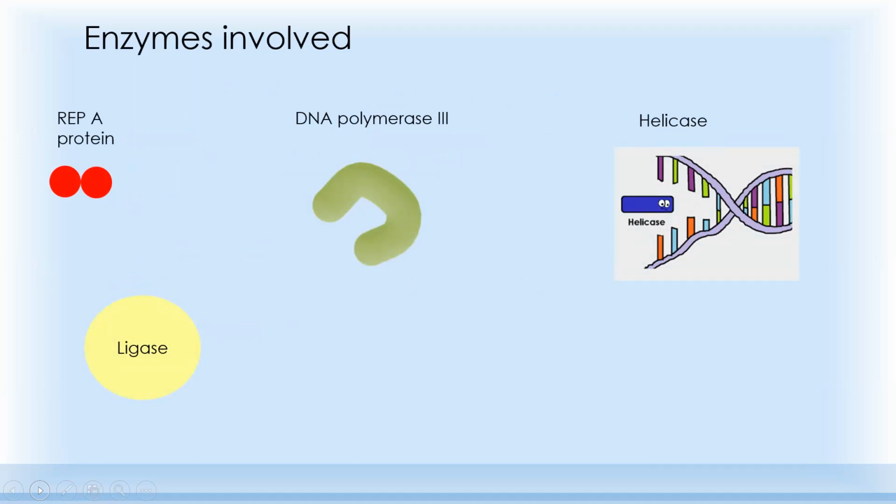The next enzyme is DNA polymerase 3. This is an enzyme that is mainly involved in the replication or the elongation stage for the formation of the new strand. Next enzyme, helicase. Helicase functions to unwind the DNA strand to open it so that the DNA polymerase 3 can come and bind and start the replication process. The last is the ligase enzyme. Its main function is to join the gaps that are formed in the very end. So these are the enzymes: Rep-A protein, DNA polymerase 3, helicase, and ligase.